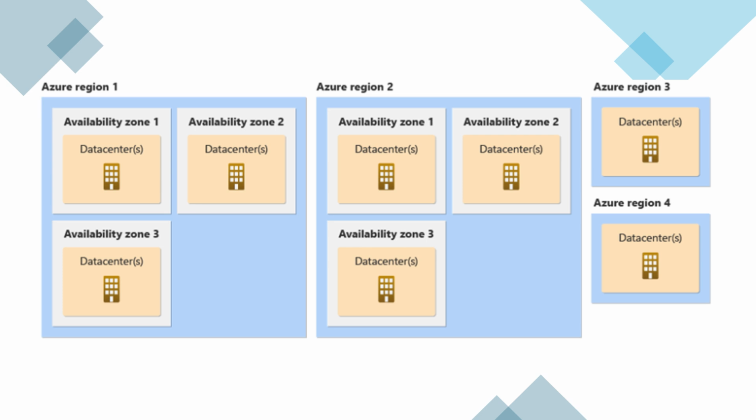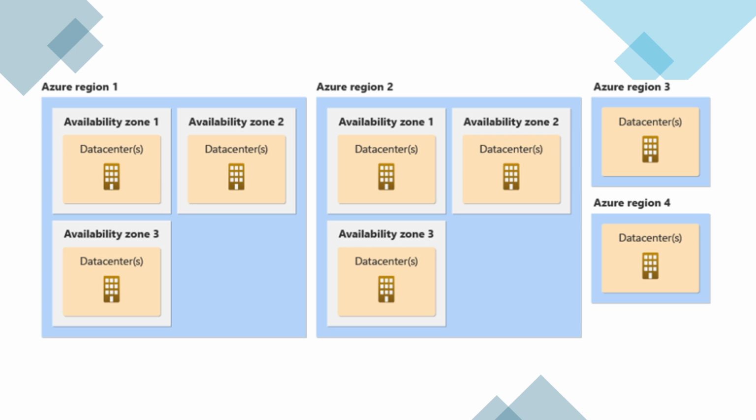Now, it's important to understand the difference between zonal and zone redundant services. With zonal services like Azure Virtual Machines, managed disks, or standard IP addresses, you decide exactly which zone each resource goes into. You have full control. On the other hand, zone redundant services such as Azure Storage with ZRS or Azure SQL Database take care of replication for you across all zones within the region. This means less operational overhead on your part and more built-in resilience from the platform.